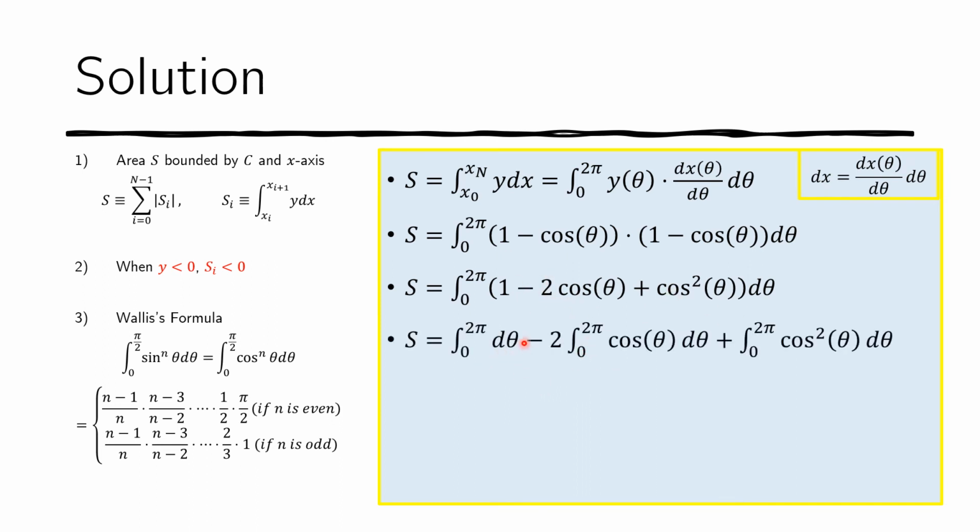So we get this. We have an integral of d theta, just one, then the integral of this cosine theta here, then the integral of this cosine squared theta. And this bit here is easy because this is just theta from 0 to 2 pi. This one is also easy. We know immediately that this is 0 because we are integrating from 0 to 2 pi.